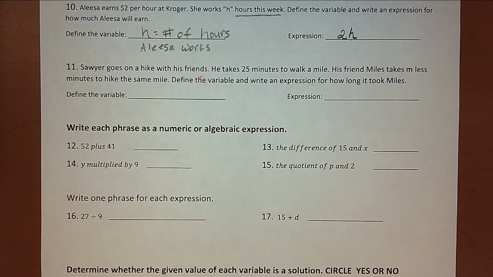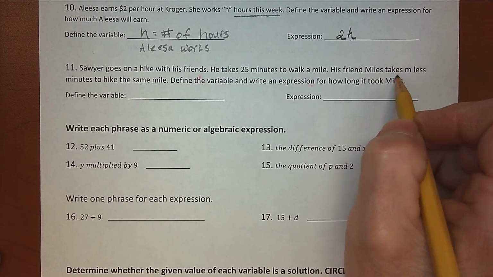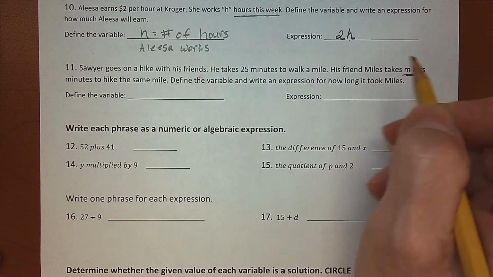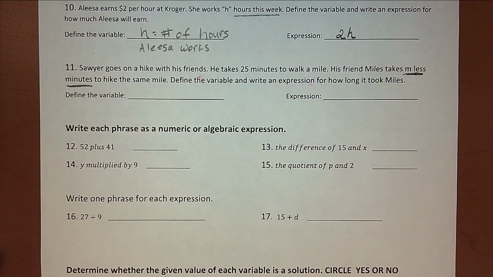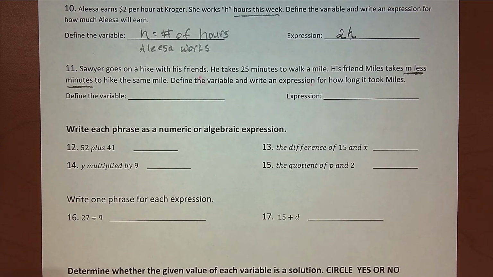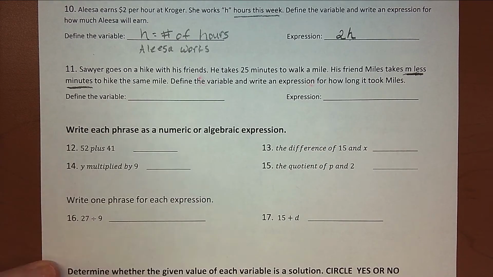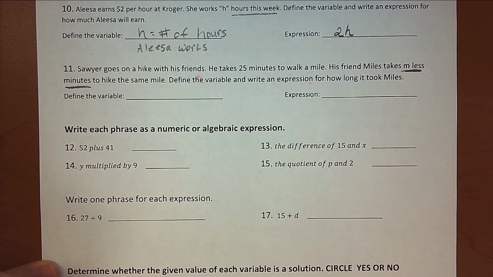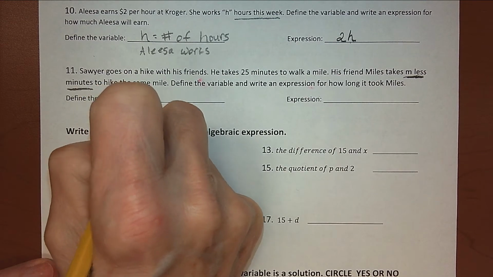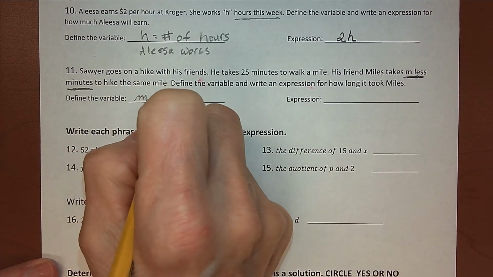Sawyer goes on a hike with his friends. He takes 25 minutes to walk a mile. His friend Miles takes M less minutes to hike the same mile. Define the variable and write an expression for how long it took Miles. So Miles takes less time than Sawyer. M will be the number of minutes that Miles takes to walk.